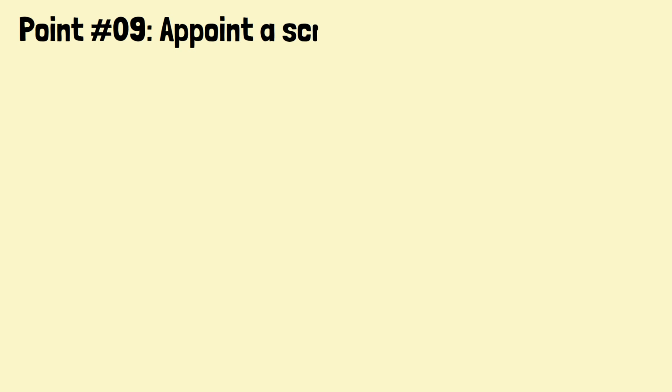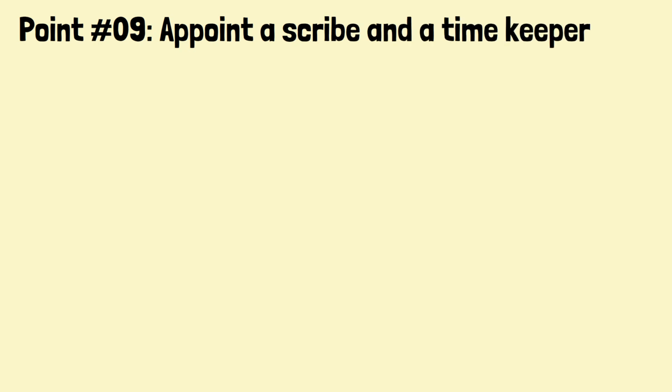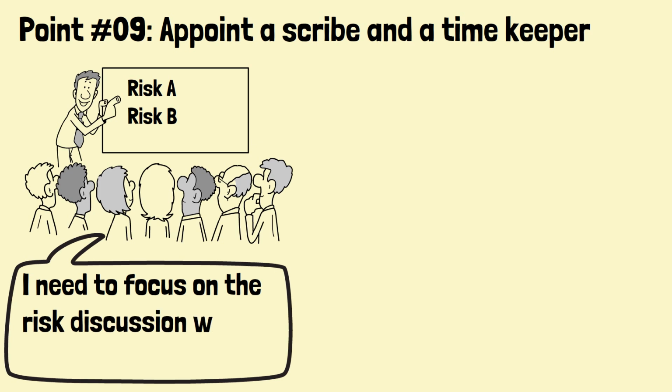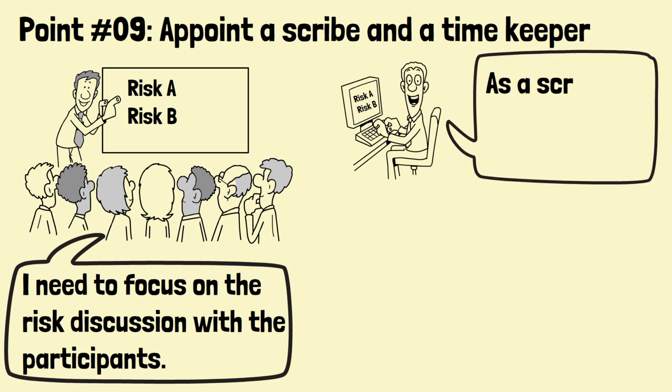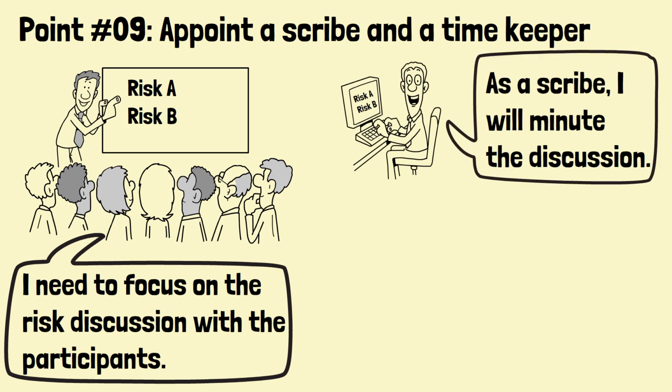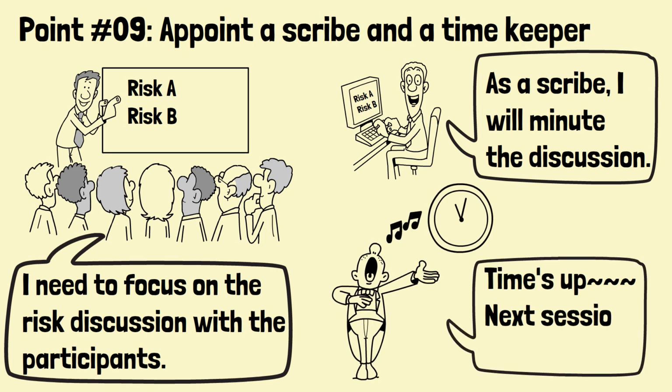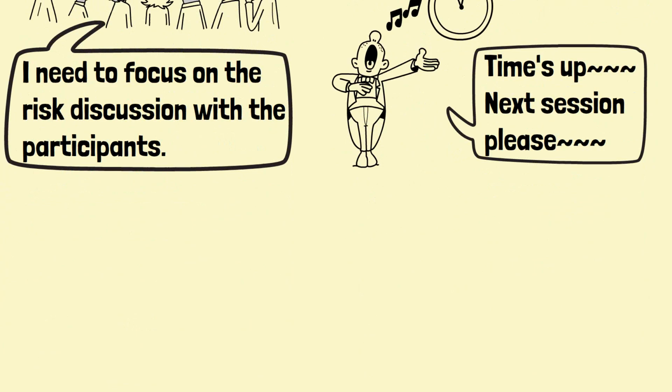Point number 9. Appoint a scribe and a timekeeper. The risk facilitator's job is to ensure the risk discussion actively happens. There are some nitty-gritty things that may distract him. Therefore, it is always advisable to appoint a scribe to record good discussion points, and a timekeeper to ensure all sessions take place as per plan.